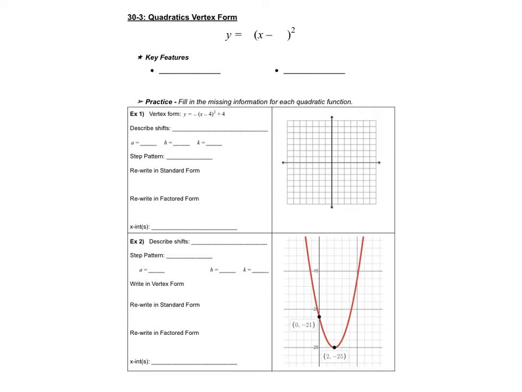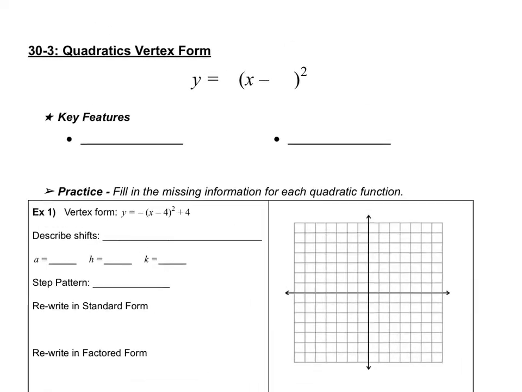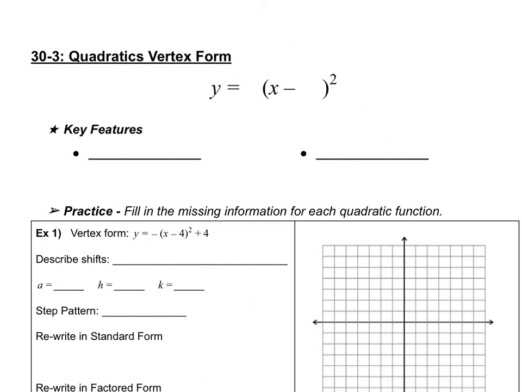All right, so in vertex form, we have what letters we learned yesterday. On the outside, we would have A. Now, I want to tell you, that's not really the real A. It's an imposter, because the real A is only really in standard form. You have to multiply everything out to see the A value.